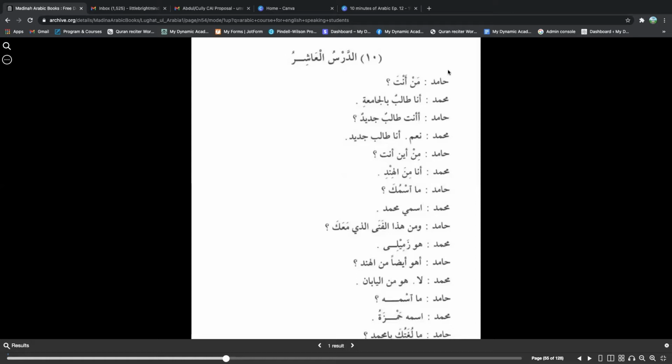The ta indicates who the action is being done by, the fa'il; you're going to see that with the haraka on that last letter. So dahabtu is I went, dahabta you went masculine, dahabti you went feminine. For example: "Did you go to school today?" Did you, masculine, go to the school today? "Yes, I went."